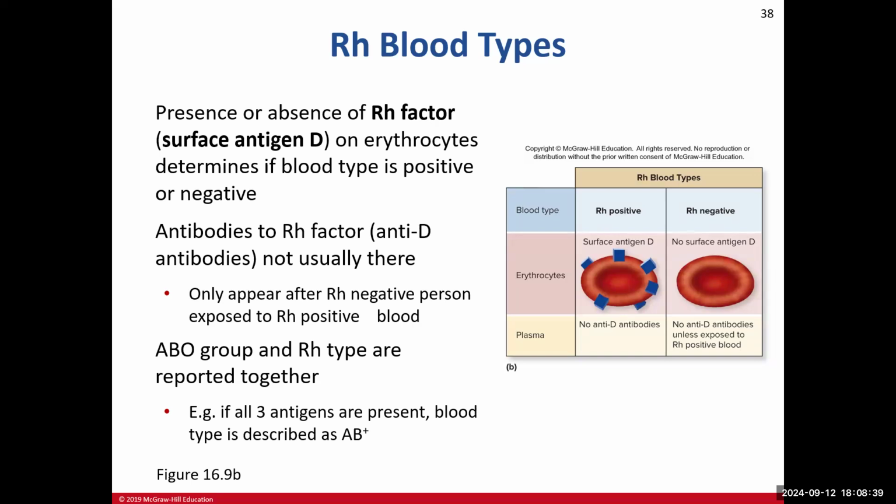RH positive, you will have the surface antigen D present. If you're RH negative, then you'll have no surface antigen. But notice, RH positive folks don't have the anti-D antibodies. And then there's a little special note over here that says you will not have the anti-D antibodies in an RH negative person until you are exposed to somebody that is RH positive. Okay, so keep that in mind. The most common time when this occurs is during pregnancy.